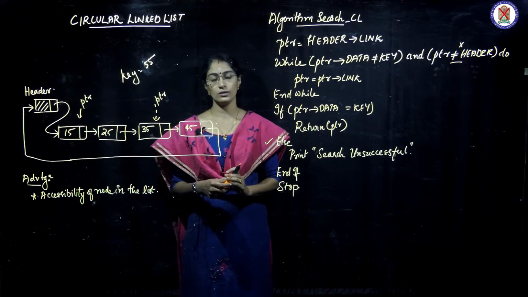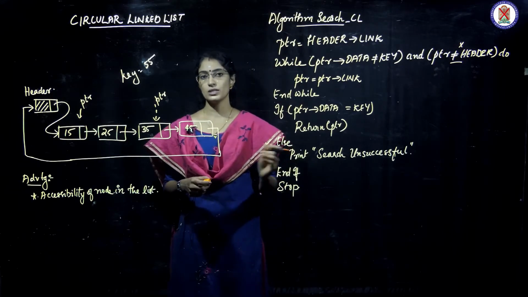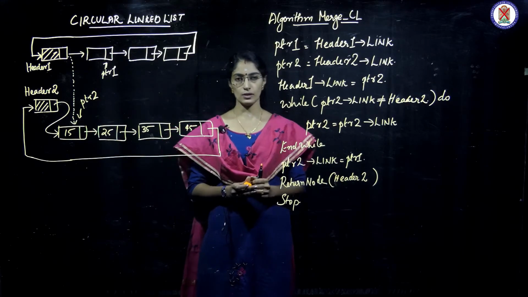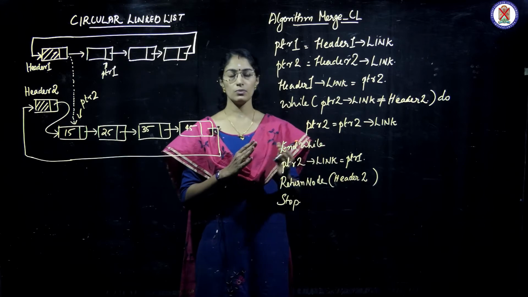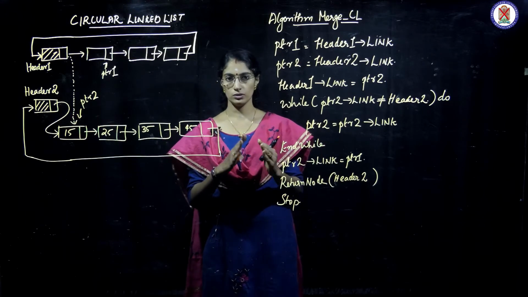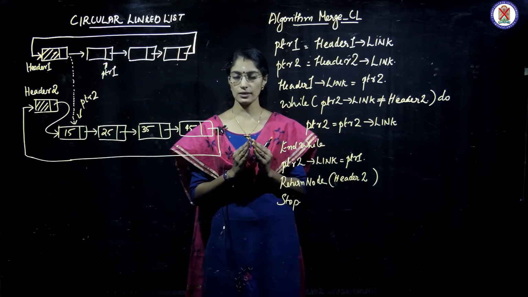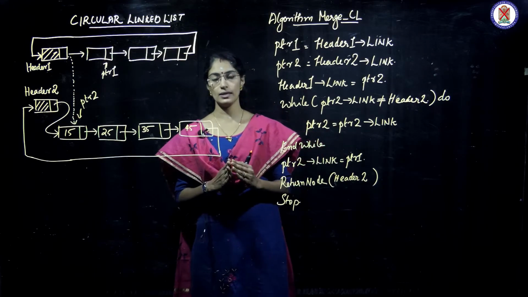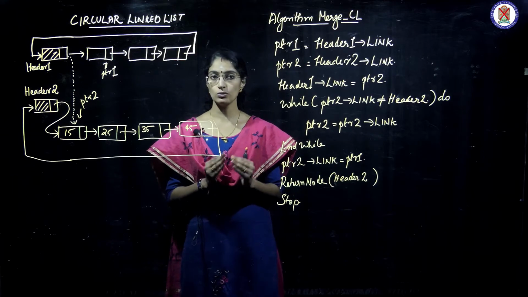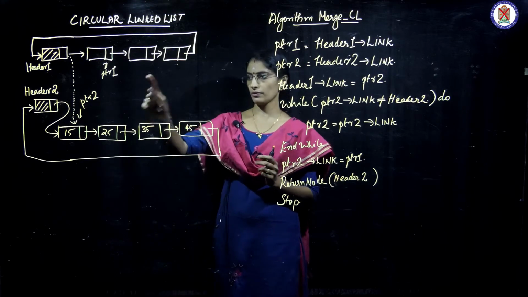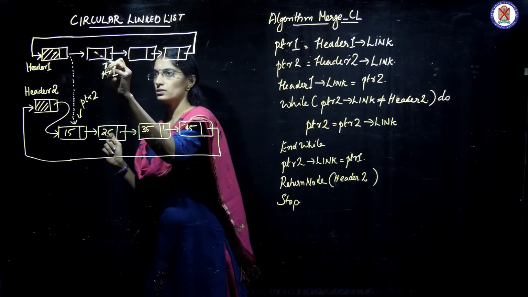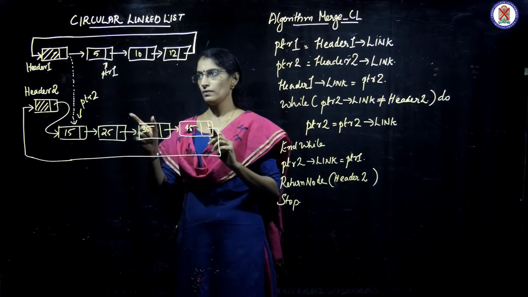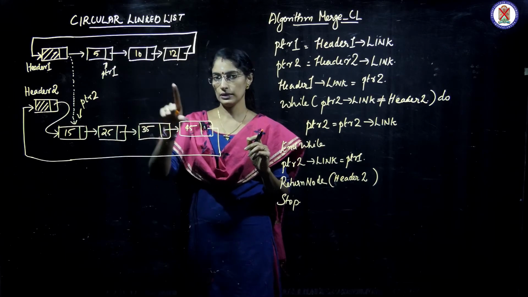Now we will look for the merge algorithm in a circular linked list. Naturally, merging means you have to join two existing linked lists. We are dealing here with circular linked lists, so we have to have two circular linked lists. Now let's check this example. This is 5, this is 10, and this is 12. So I will be merging these two linked lists.